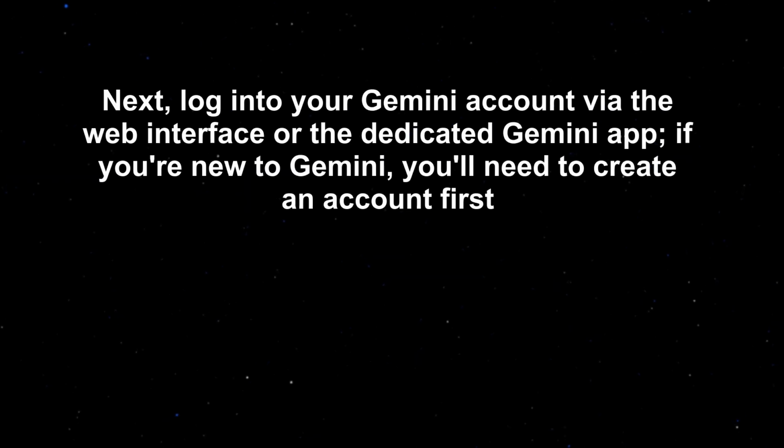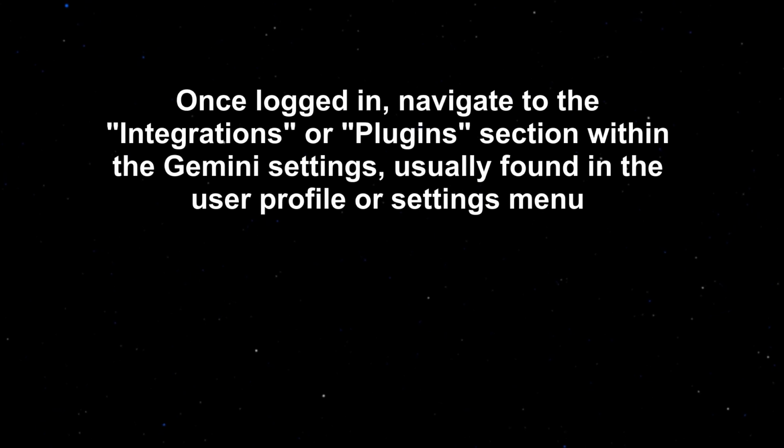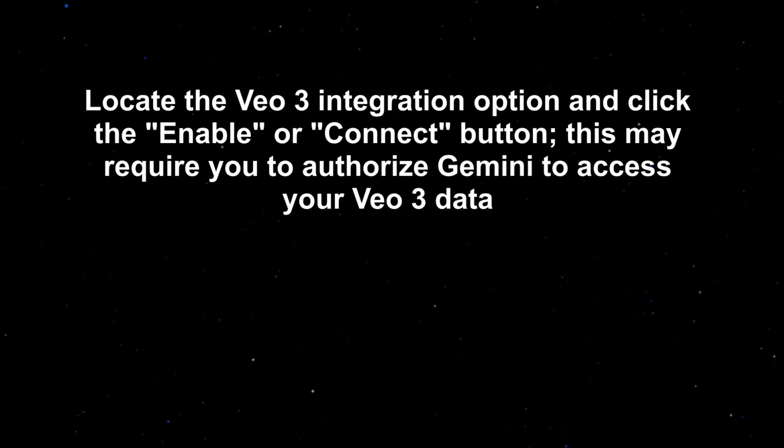Next, log into your Gemini account via the web interface or the dedicated Gemini app. If you're new to Gemini, you'll need to create an account first. Once logged in, navigate to the Integrations or Plugins section within the Gemini settings, usually found in the User Profile or Settings menu. Locate the Veo 3 integration option and click the Enable or Connect button.